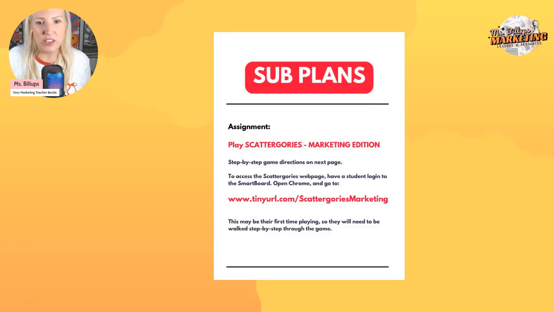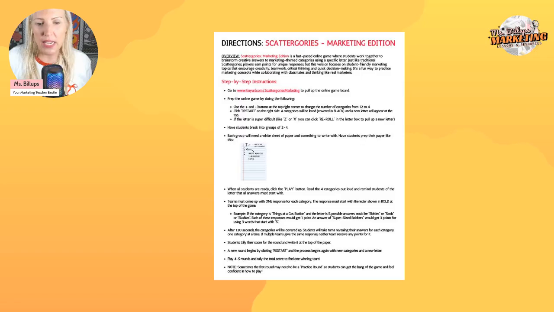I also have the subplans version for you. Here it is, tinyurl.com/Scattergories marketing. And then I have the step-by-step written instructions so a sub could easily follow it with their class. And you can just make them do it a couple rounds, do 6 rounds if you want to. And because the kids love it. The kids really love this game. They get creative with it. And they love it. And it's a great last minute sub plan to do with the kids.